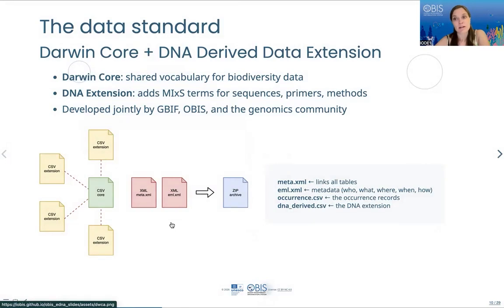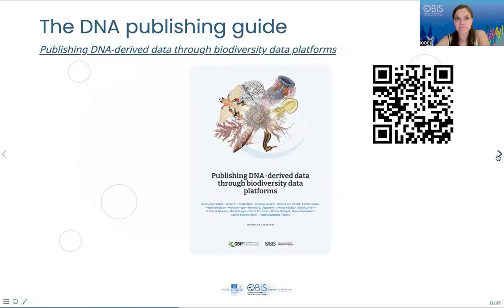So for eDNA data, what you will see is that you can use an occurrence core or an event core, and then use the DNA derived data extension. And that's just the really basic. So you would have two different tables representing different fields, different column names, basically. That's the vocabulary, the column names. And those are linked together in a zip archive.